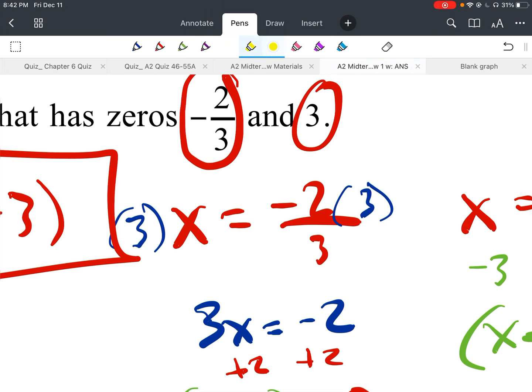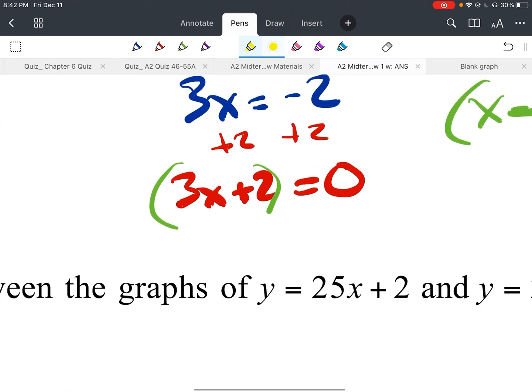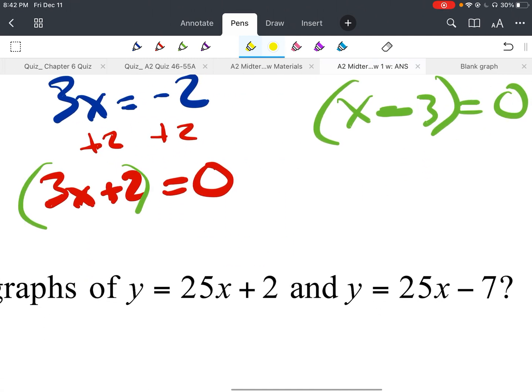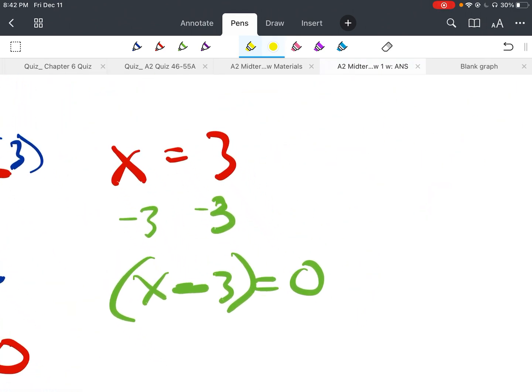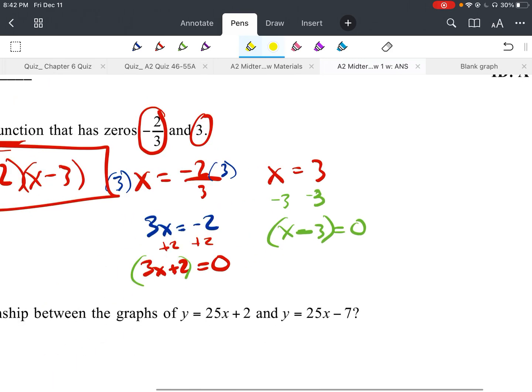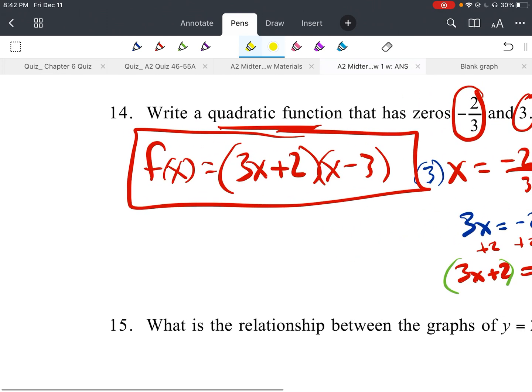The trick on this one, I think, is this right here. To get rid of the third in the denominator, don't add 2/3 to both sides. Instead, multiply both sides by 3 first. So you get 3x equals -2, add 2, and then you get 3x plus 2 equals 0. There's a nice looking factor for you, okay? This is the same way. You're going to subtract 3. X minus 3 is 0. Now you've got 2 factors. Just write it like that. You don't even have to multiply it unless I told you to. You could leave it like that, okay? There you go, f of x.